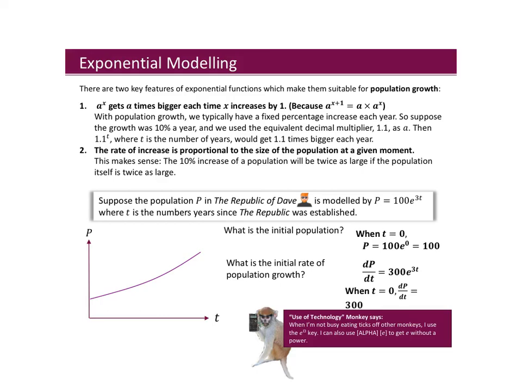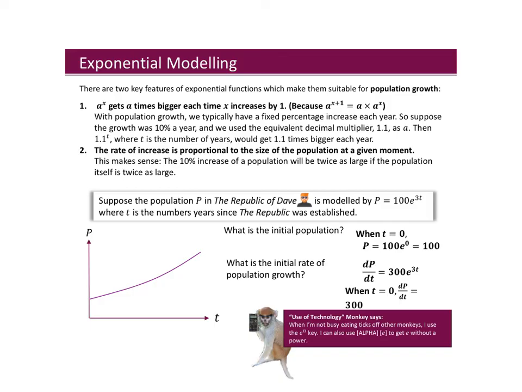We are looking at exponential modeling. There are two key features of exponential functions which make them suitable for population growth. Fun fact, when I did my maths degree, we had a module on modelling, and I looked at the modelling of exponential growth of the rabbit population in Australia. With population growth, we typically have a fixed percentage a year. So if it's 10% a year, the multiplier is 1.1.